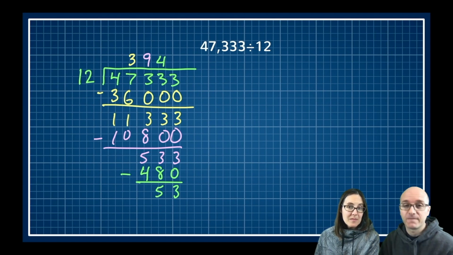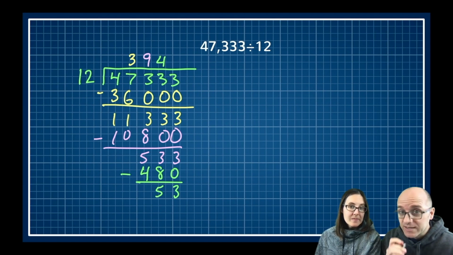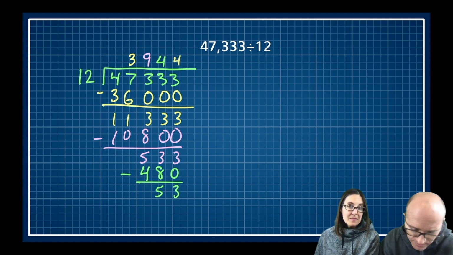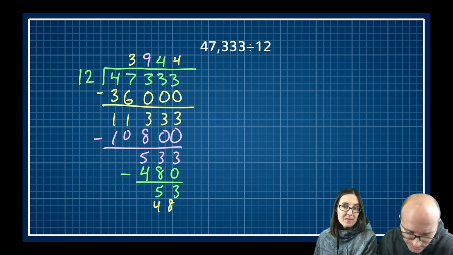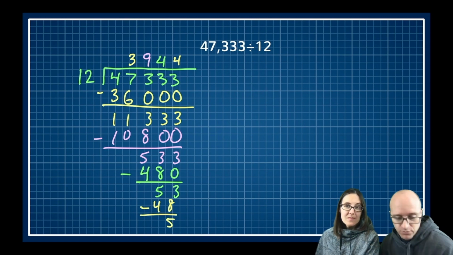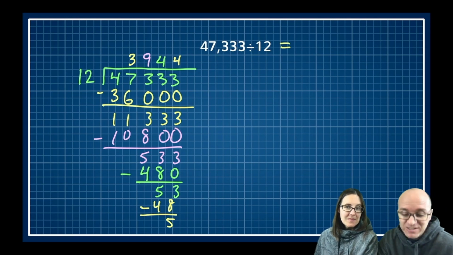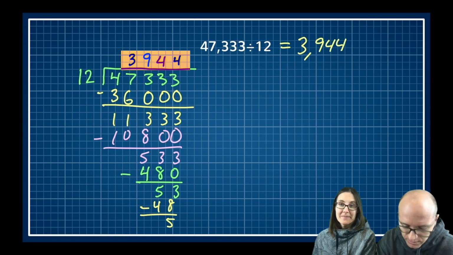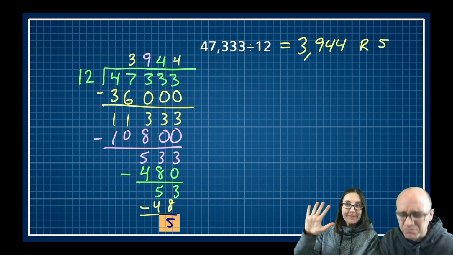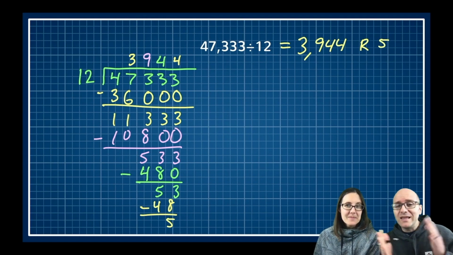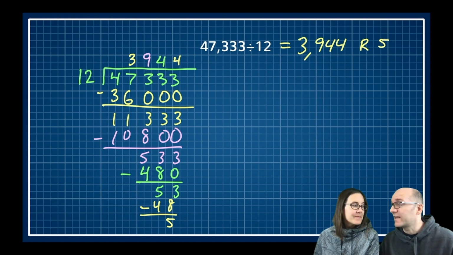And 5 left over. Okay, once again, 12 goes into 53 4 times. So that's 48. We subtract, and that means there are 5 left over. So our answer here, 47,333 divided by 12 is 3,944 with a remainder of 5. Because it's not always going to work out evenly. 12 doesn't go exactly into that number.